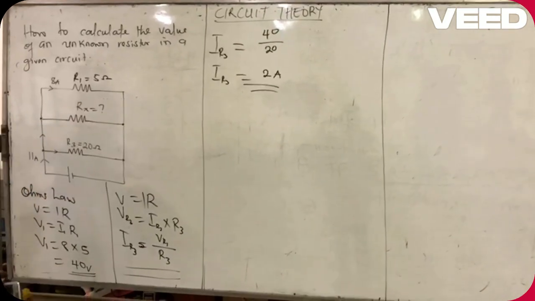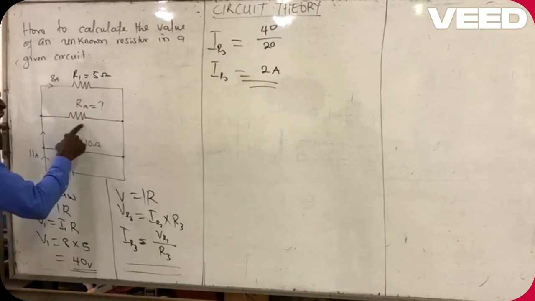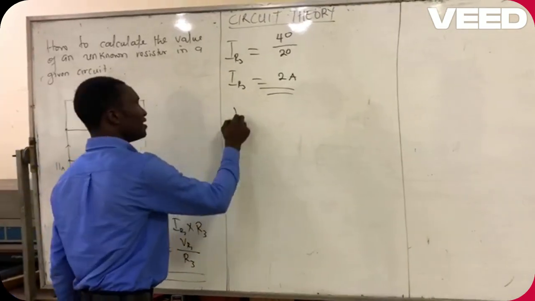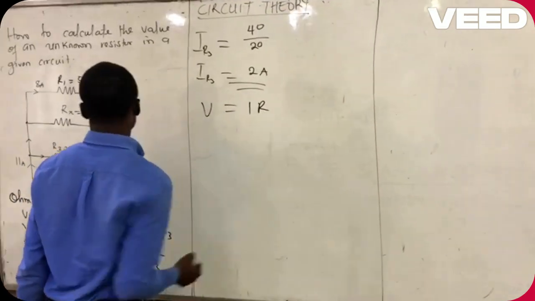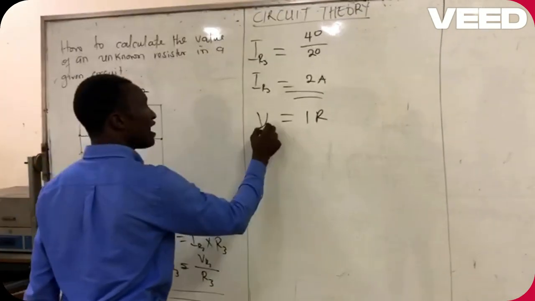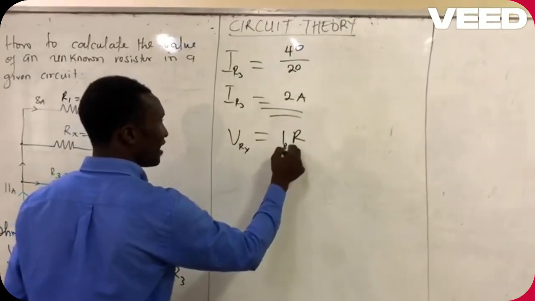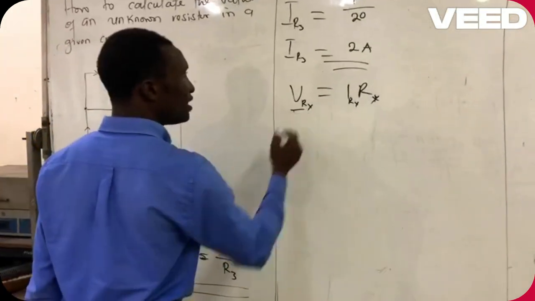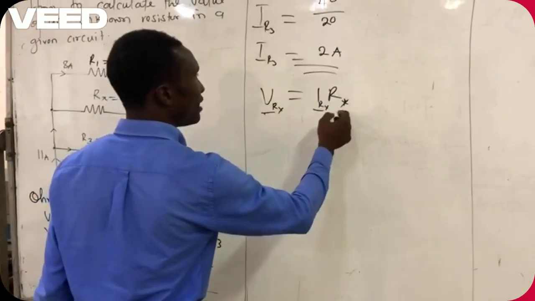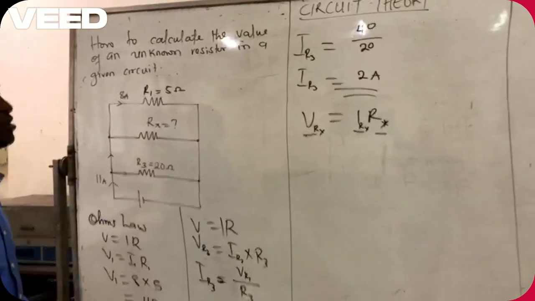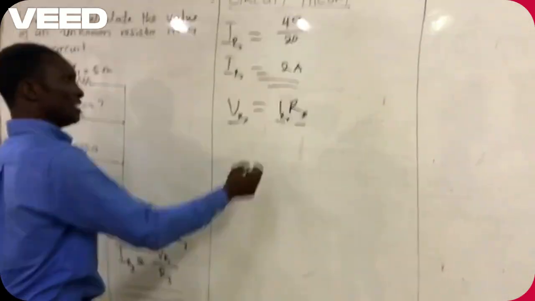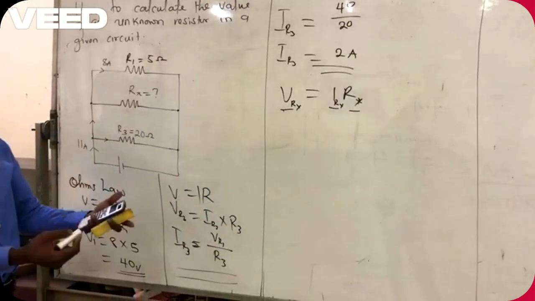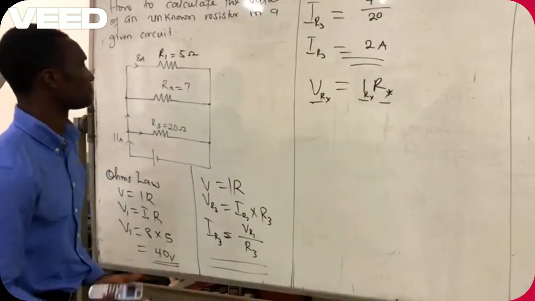Now we know the voltage across the whole resistor, but we have to go for the value of Rx. To calculate the value of Rx, we know V is still equal to IR. So it will be V across Rx. Now I know the voltage, but I don't know the current and I don't know the resistance, so I can't use V equal to IR yet. I have to calculate the current across the Rx resistor before I can get the value of that resistor.